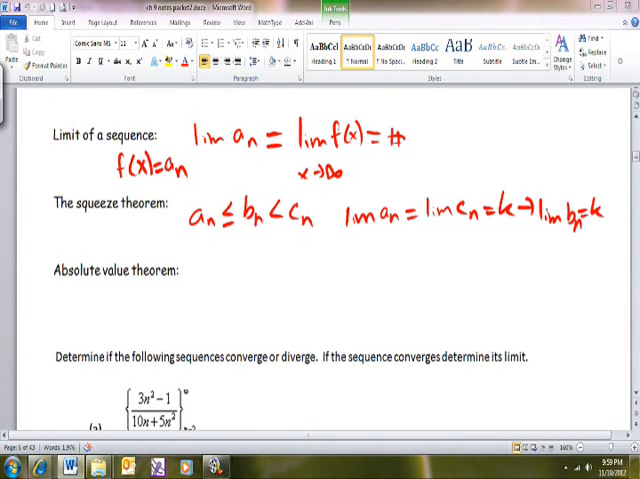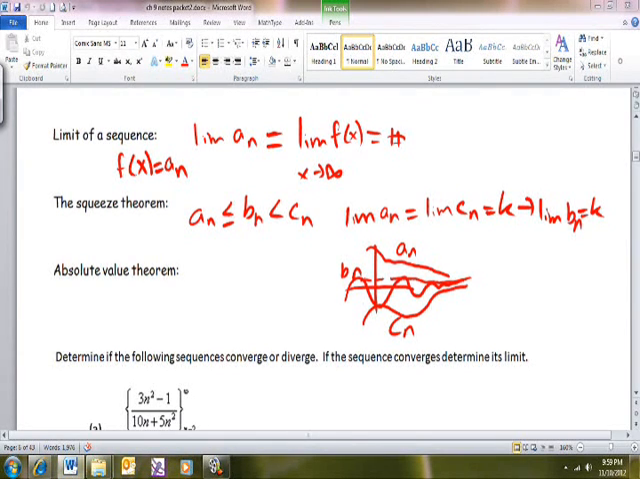So what that looks like, the squeeze theorem is kind of cool as a picture. If you've got some a sub n coming around down here, and it approaches some limit here, k, and you've got c sub n that approaches that same limit. So this is our a sub n, this is our c sub n, and you've got b sub n bouncing around in the middle here somewhere.